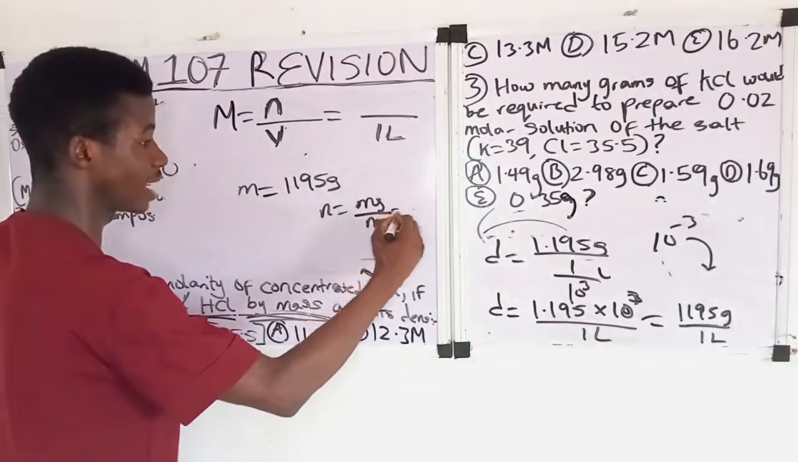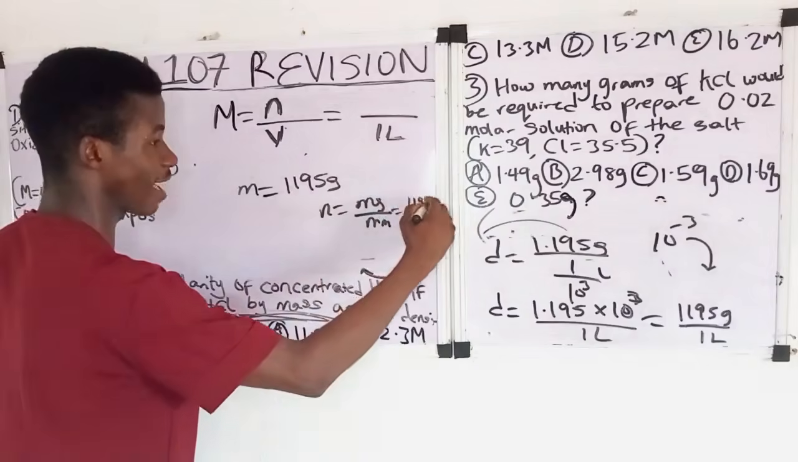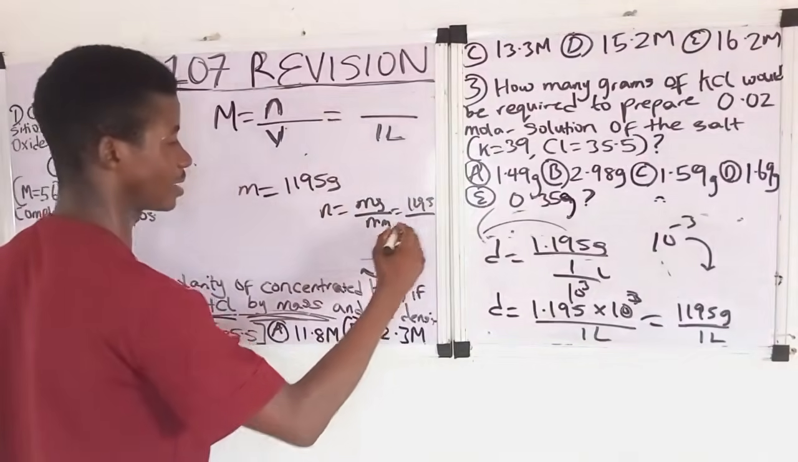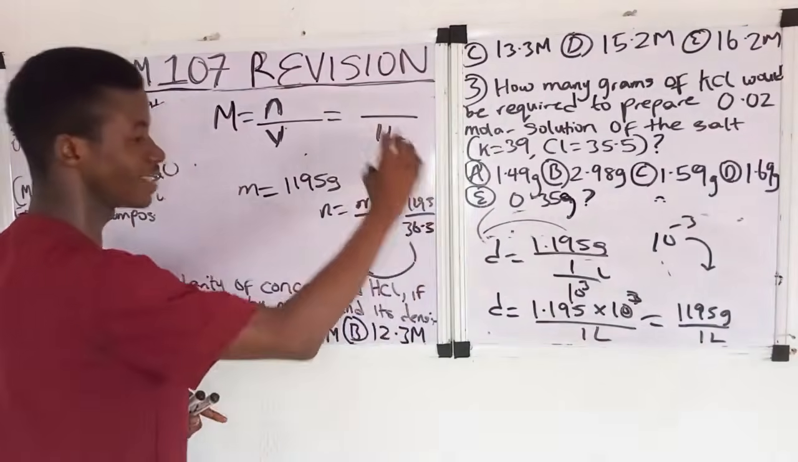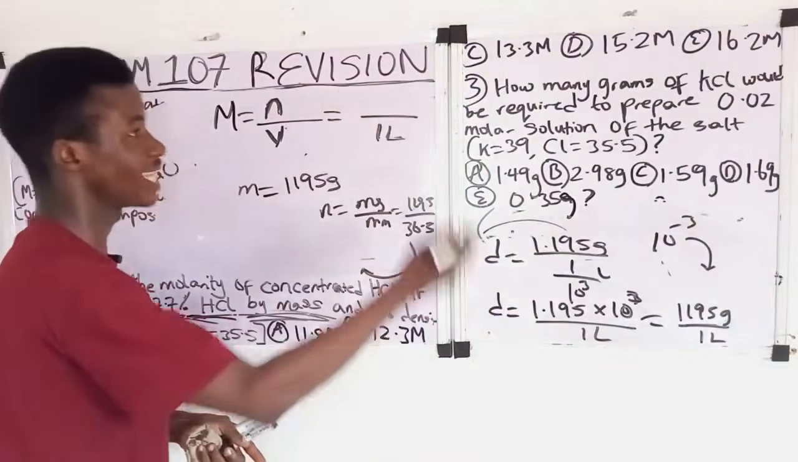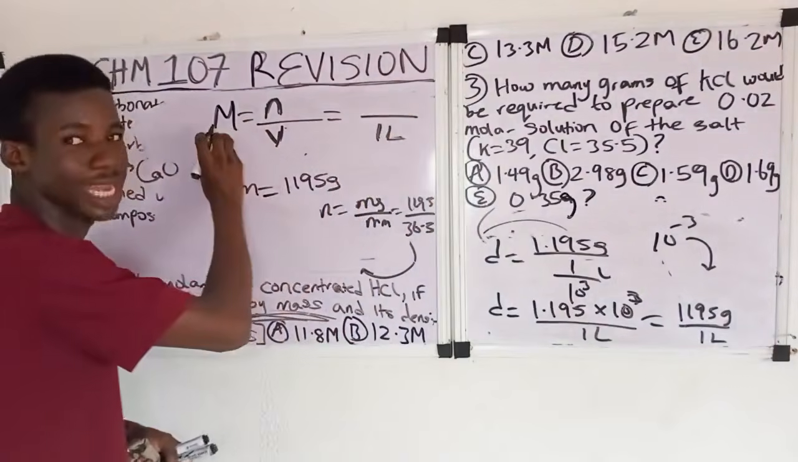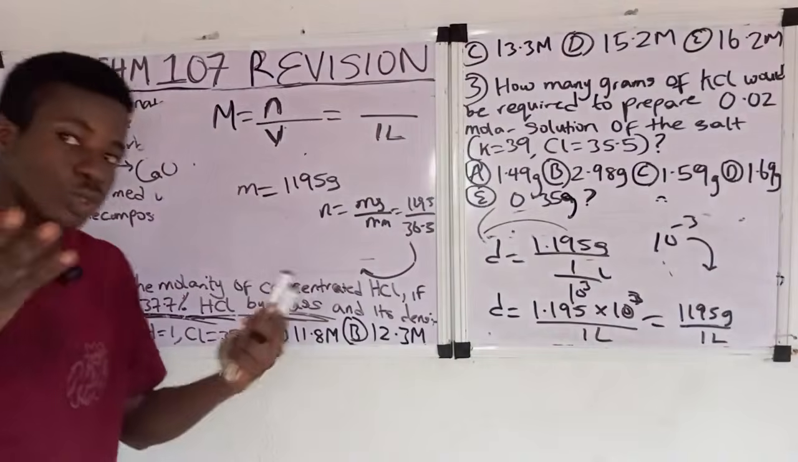The molar mass, right? The mass in gram is what? 1195. Then the molar mass of hydrochloric acid is what? 36.5, right? We would have divided it, then put it here, divide it by 1, we get our molarity, right? Yes, that is how it's supposed to be.